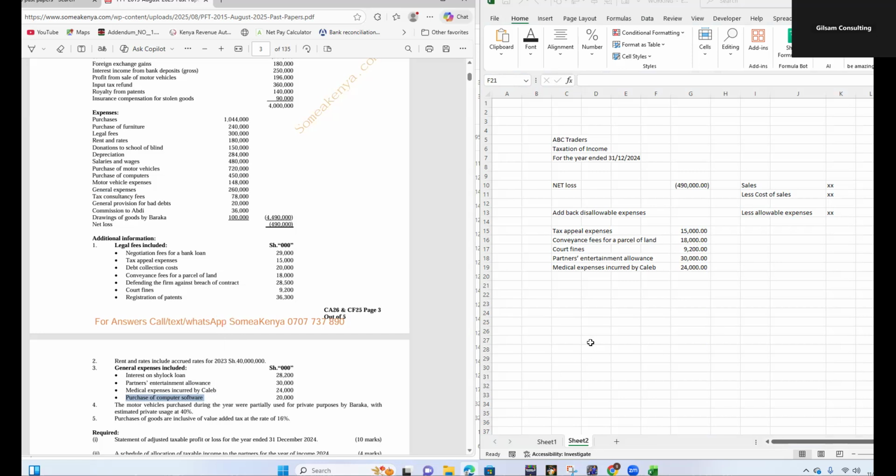Asset. Yes. So if you buy an asset, what would be the journal entry? You debit the asset account and then you credit the cash or bank, right? But this accountant has done the opposite. He has credited the cash account and instead debited profit and loss, which is wrong. You should have debited an asset. So this one is not an expense, but it is an asset. So we'll add back that, but you will claim a capital allowance.